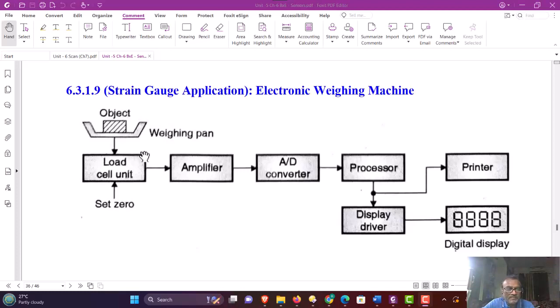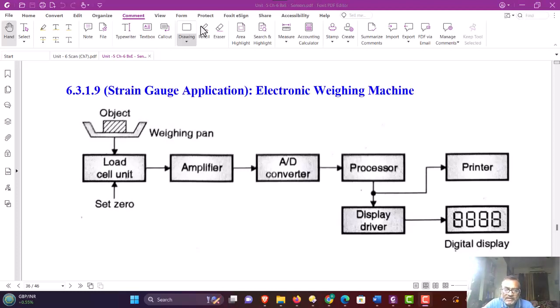So therefore, the practical load cells available in the market can directly provide the output in terms of voltage, which is proportional to the weight of the object. Since this signal is a smaller signal, in the millivolt range, it needs to be amplified by an amplifier, and therefore an amplifier block is used. It can basically be an integrated circuit amplifier.